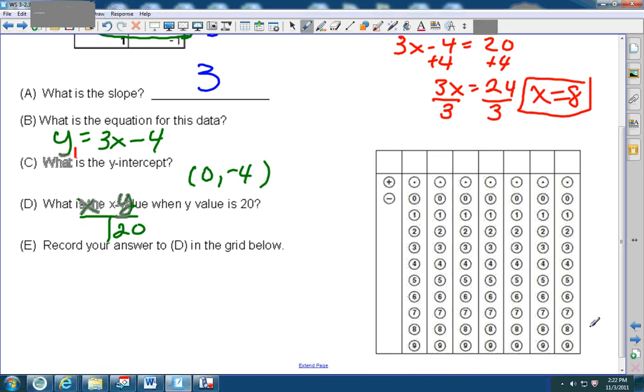Now it wants you to put it in this grid. So I'm going to go over here, and first off it's positive, so bubble in the positive. And I've got all these numbers, but I'm going to put in here 8. And just go down here and bubble in the 8. And these are the type of questions you'll see on the EOC now. You'll have a couple free response.